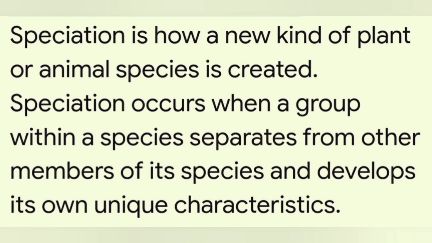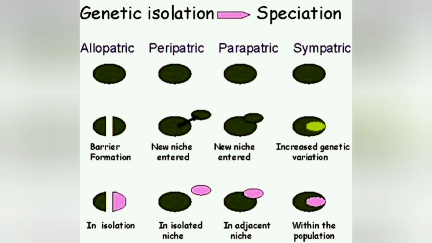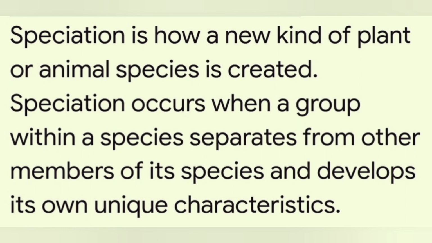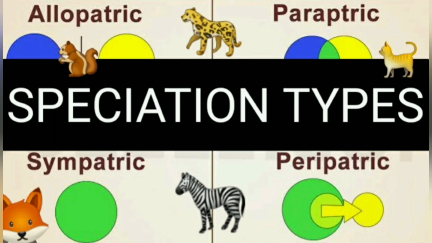Speciation is how a new kind of plant or animal species is created. Speciation occurs when a group within a species separates from other members of its species and develops its own unique characters. Here we are going to discuss the four most important types of speciation: Allopatric, Sympatric, Peripatric and Parapatric speciation.